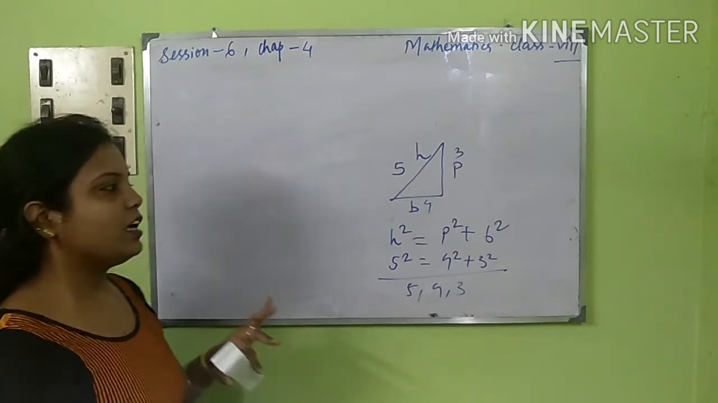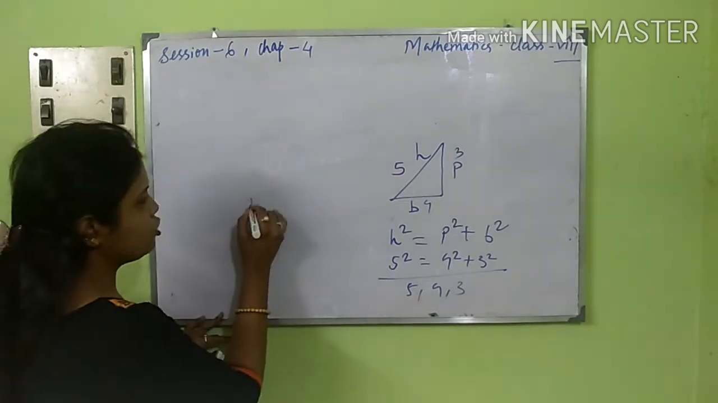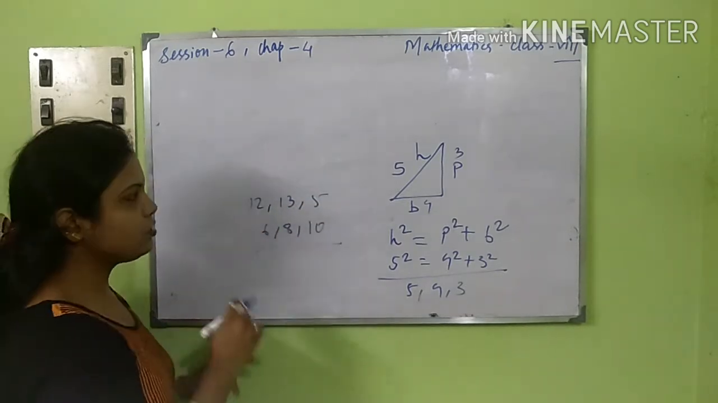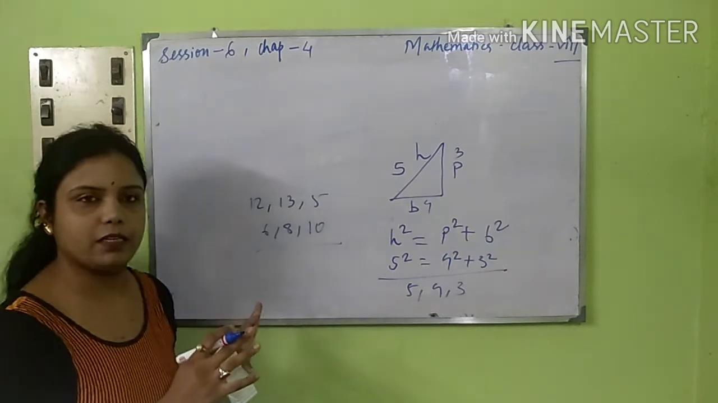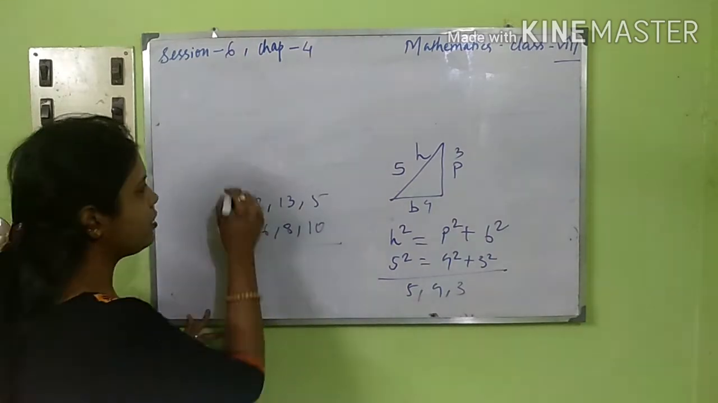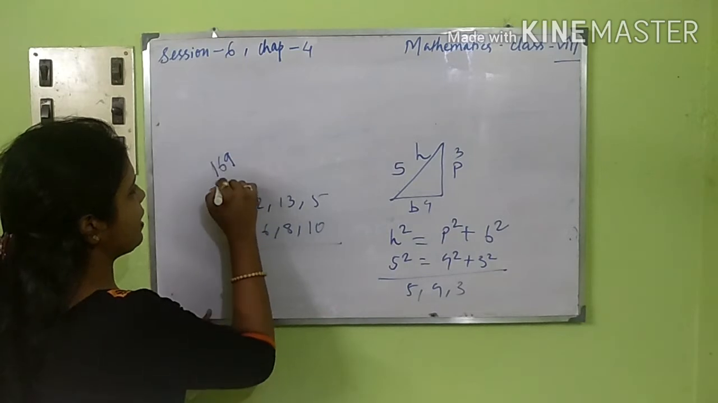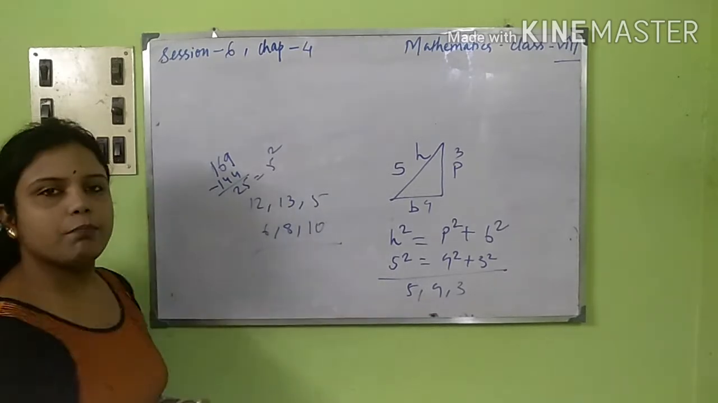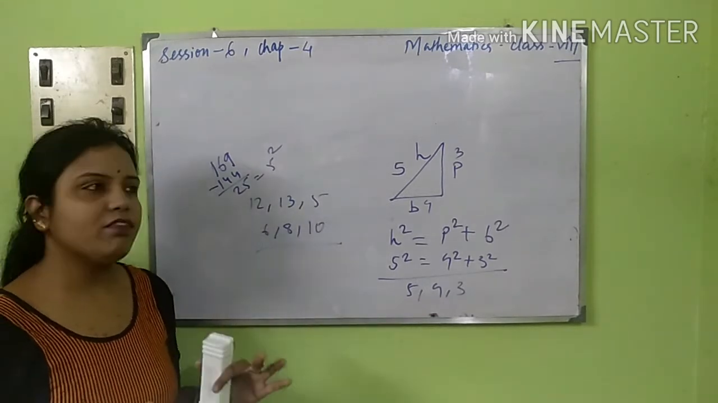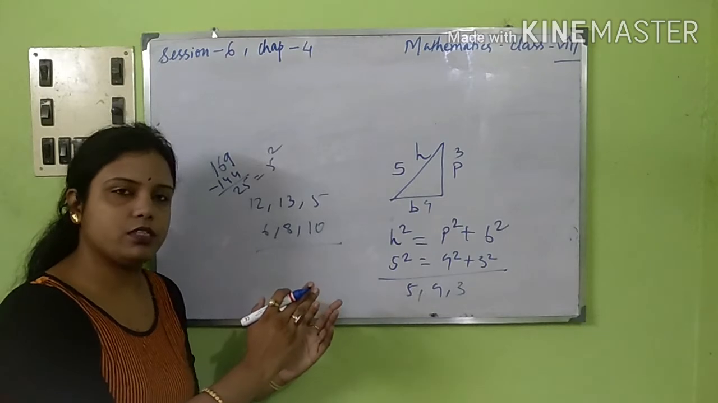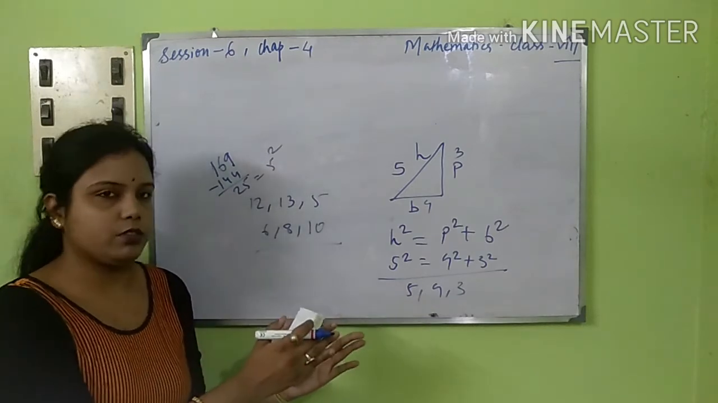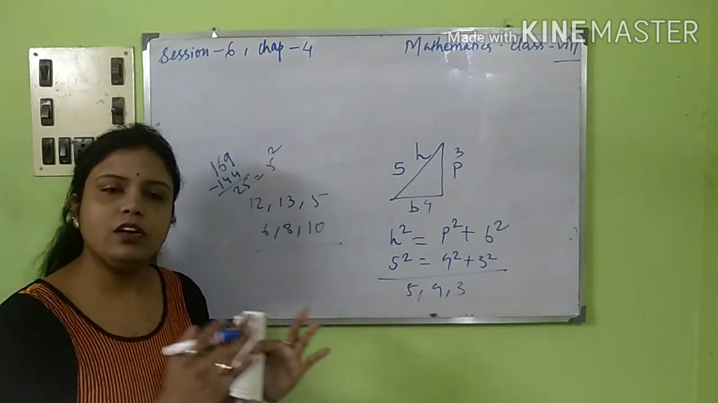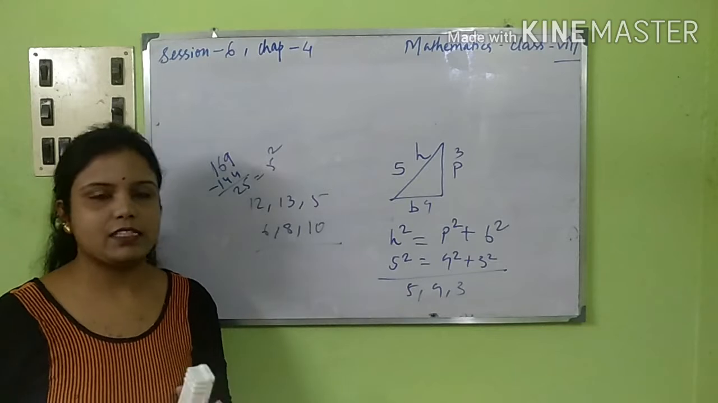And there are many other triplets like this: 12, 13, 5, and 6, 8, 10. So these all are Pythagorean triplets. You can simply find it out. Here 13 square is 169 minus 144, you get 25, that means 5 square. So this is a Pythagorean triplet. Whichever three numbers follow the Pythagoras theorem are Pythagorean triplets.